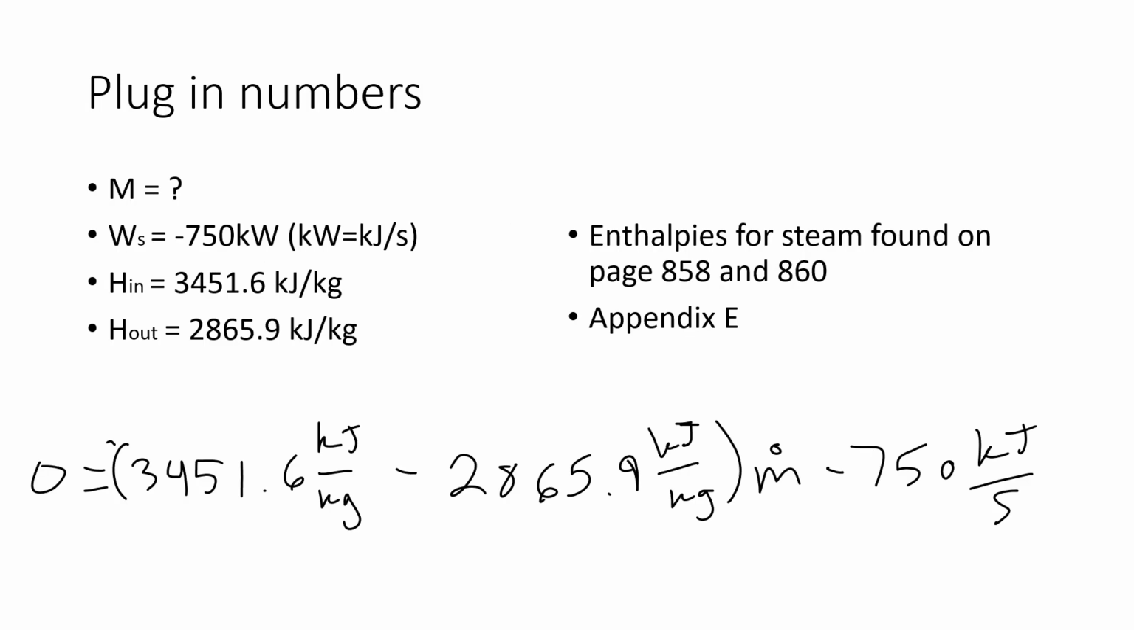So once we actually plug in the numbers, the equation at the bottom of your screen is what it's going to be looking like. For the enthalpies, we actually just pulled them from Appendix E in the book. That's going to be found on page 858 and 860.